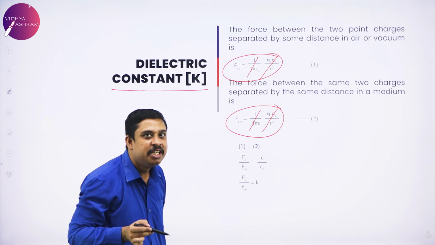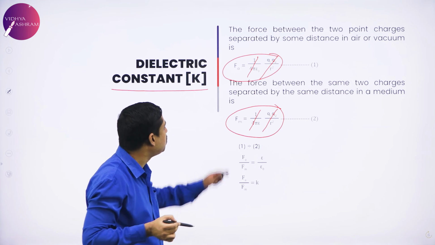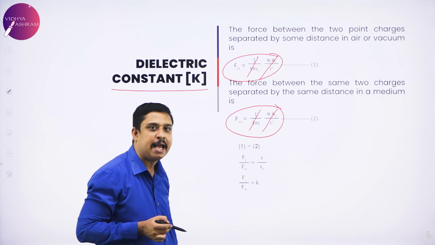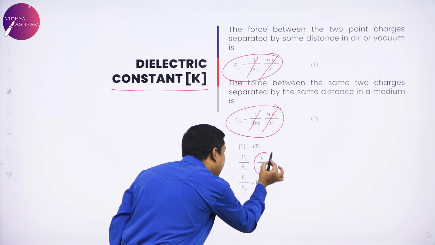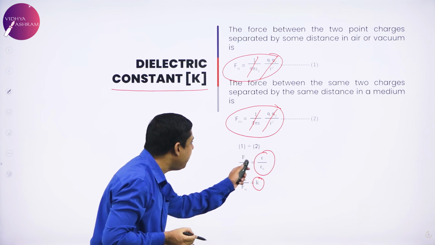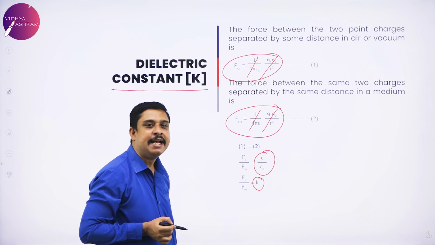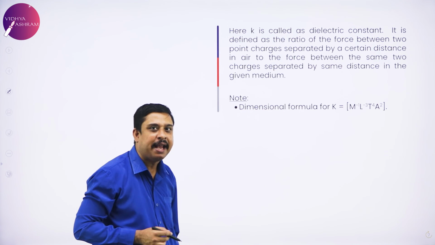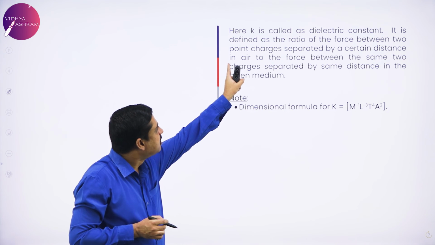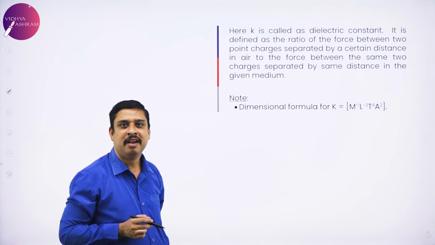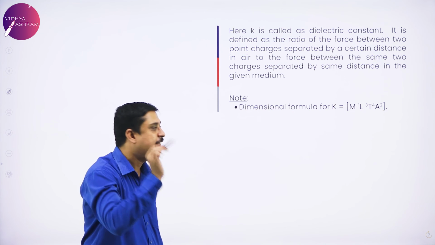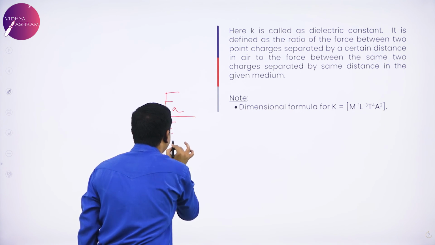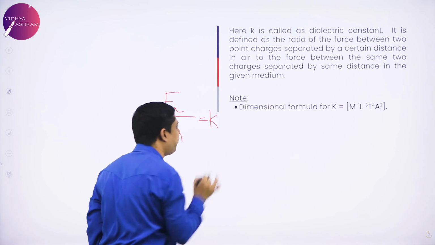So what have I done? Equation 1 divided by equation 2, FA divided by FM, so it is epsilon by epsilon naught. And this ratio, epsilon divided by epsilon naught, is called K. Therefore, what is K? It is the dielectric constant. How do you define K? FA divided by FM. Very clearly I showed FA divided by FM.